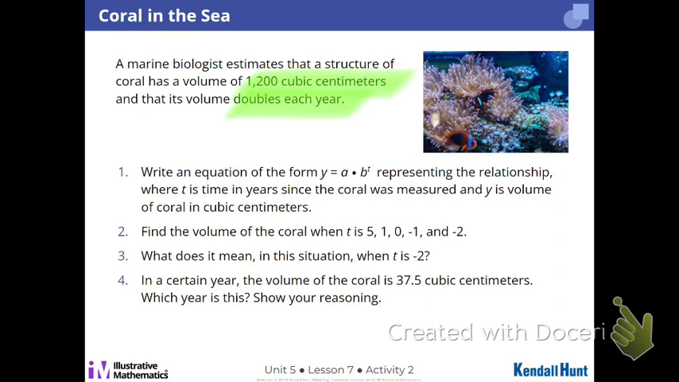What type of equation is this? Exponential. How do we know? Multiply. It's repeated multiplication, right? Repeated addition gives us what type of function? Linear. This is repeated multiplication.